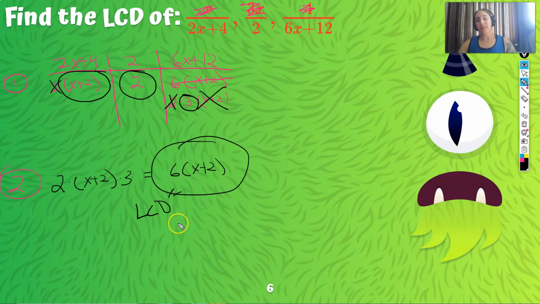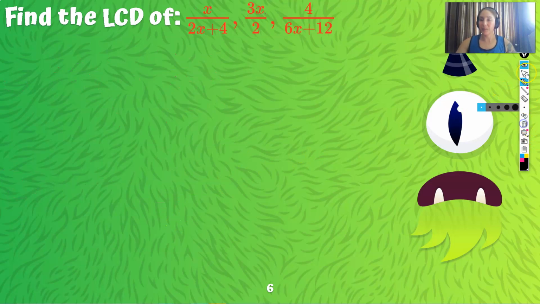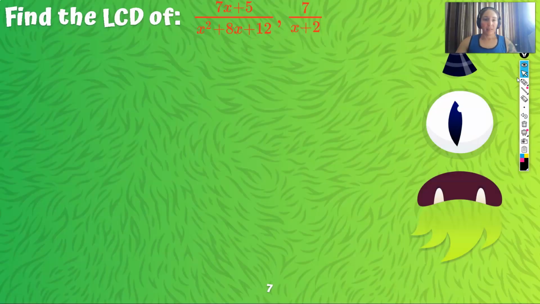So factor everything. Go through the list of factors, take each factor the most amount of times it occurs, multiply all those together, and there's your LCD. All right, a little bit more. So let's do the same thing. Again, I don't care about my numerators. So I factor my denominator. One denominator is x squared plus 8x plus 12. And my other denominator is x plus 2.